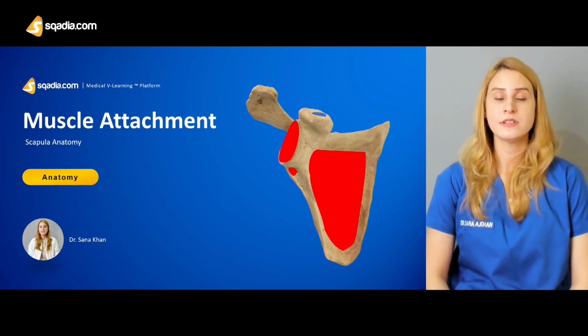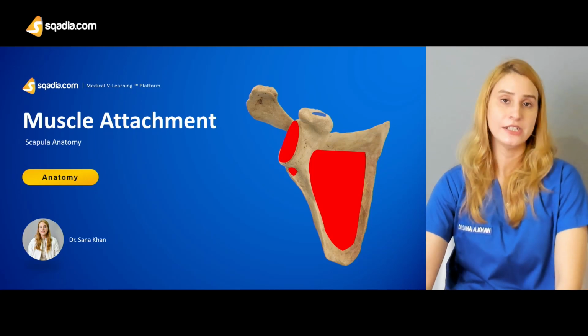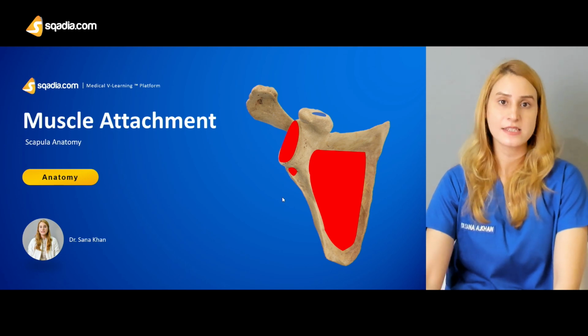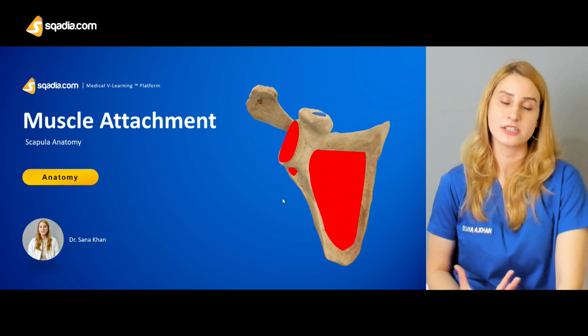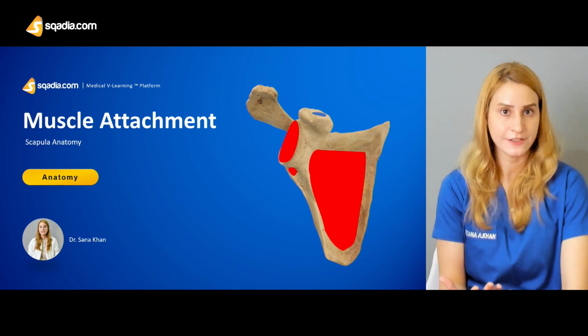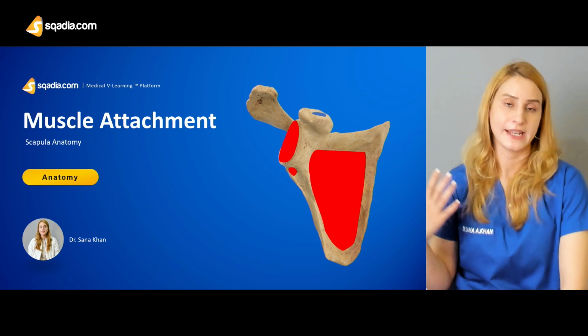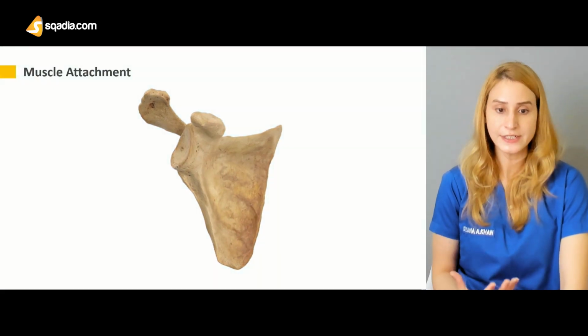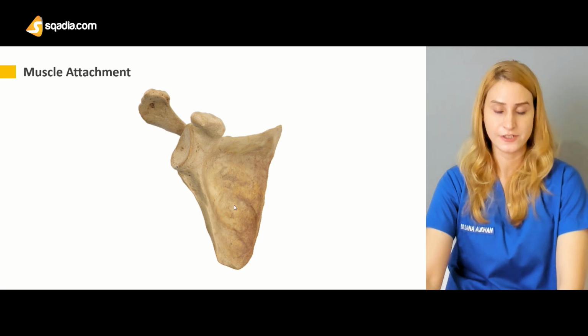The most important part to be discussed here is obviously the muscular attachment. So we will discuss what important muscular attachments are there on the anterior surface, on the borders, and then on the posterior surface. So let's just start. You can see this is the anterior surface of the scapula.